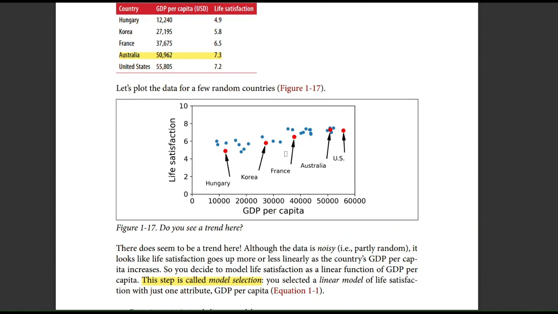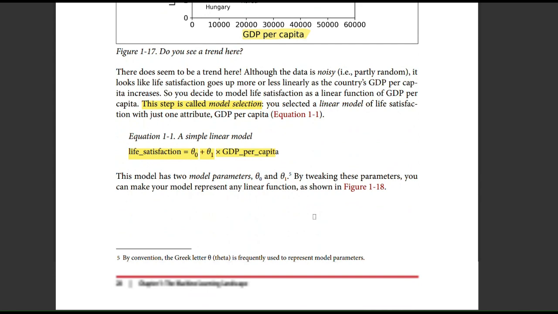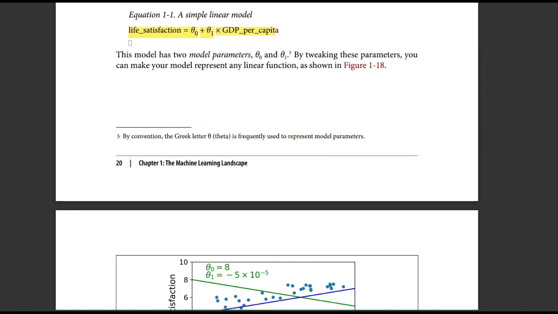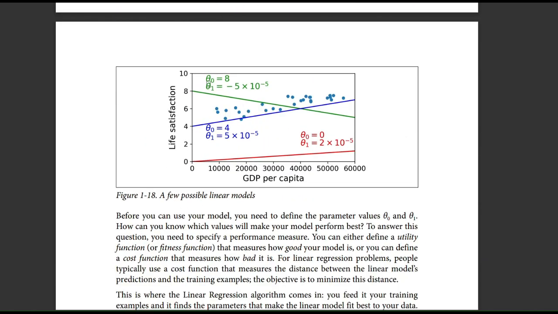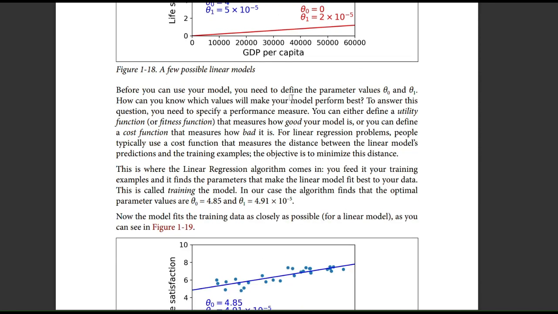You selected a linear model of life satisfaction with just one attribute, which is GDP per capita. So that's a linear model, and this is the constant one, and this is the slope, and this is the GDP per capita. So you try to build a model out of the already present data set that you have. So here we observe that the life satisfaction is linearly dependent upon the GDP per capita, and we try to make a linear model for this kind of prediction.